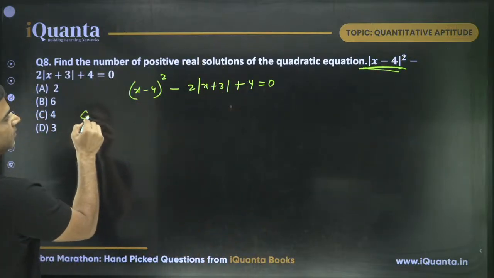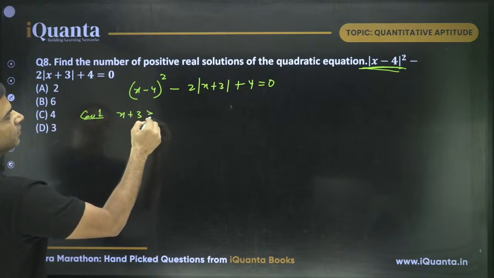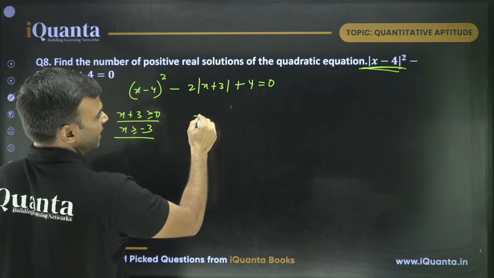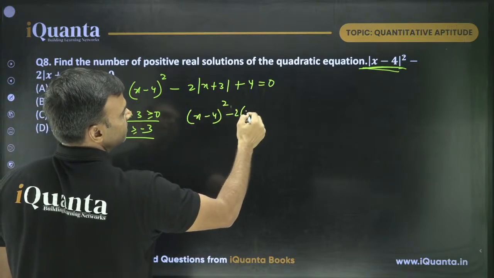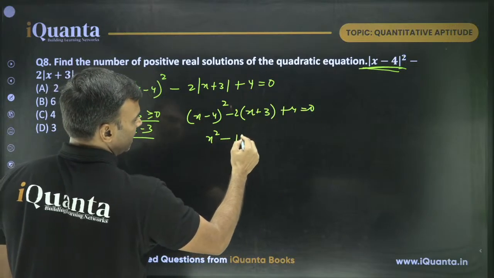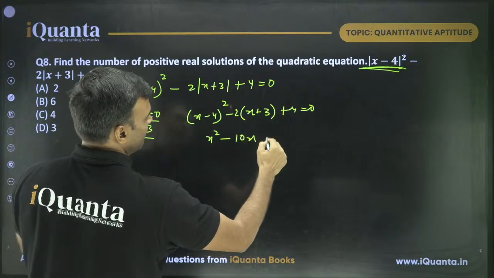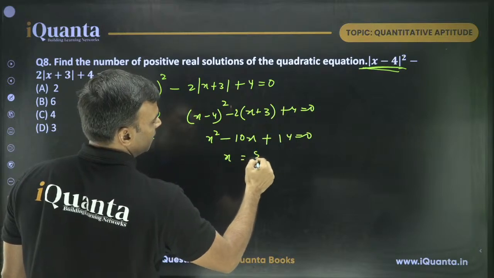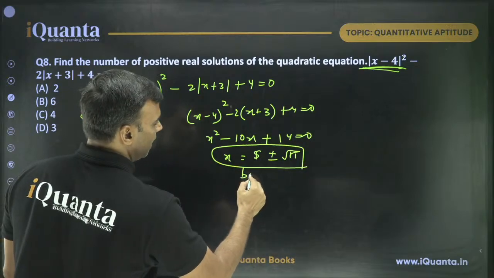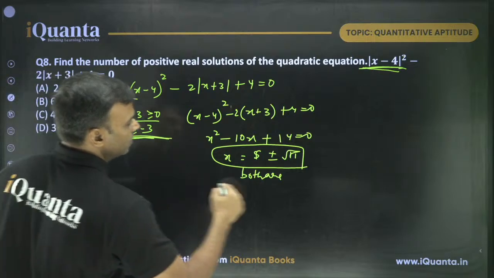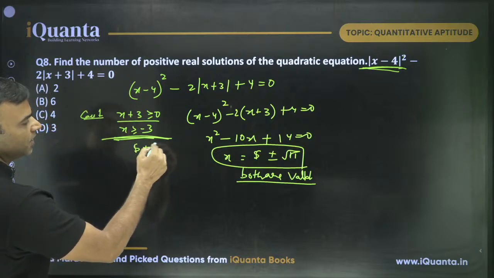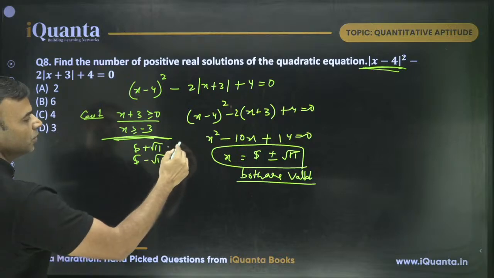So if I take case 1, x + 3 greater than or equal to 0, that means x greater than or equal to -3. In that case, no change in the equation, that is (x - 4) whole square minus 2 times (x + 3) plus 4 equal to 0, that gives us x square minus 10x + 16 + 14 equal to 0. From here we get, I am writing this directly because we have already done it once, 5 ± √11. Both are valid according to the condition we took as the premise. So both are valid, 5 plus root 11 and 5 minus root 11.